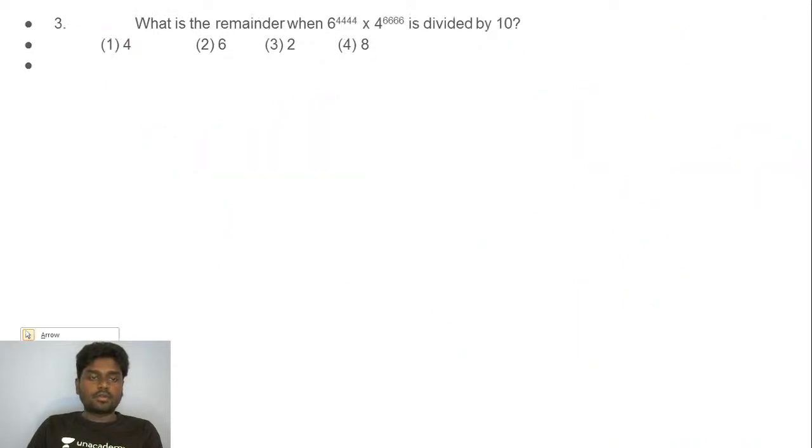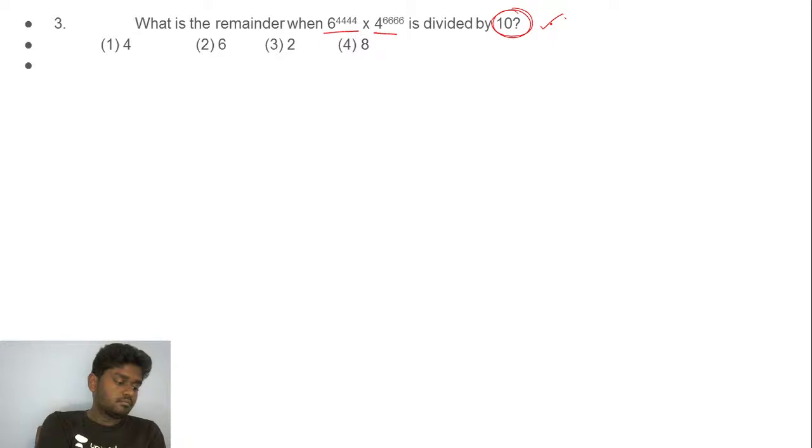Next question for you. Come on. What is the remainder when 6 power 4444 into 4 power 6666 is divided by 10? This is your question. Come on, try to do this.